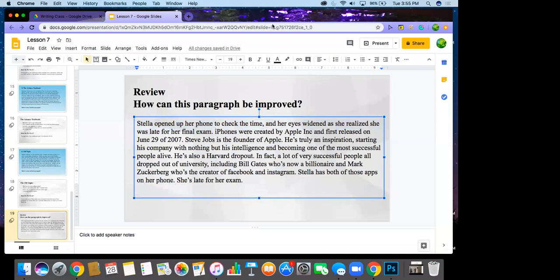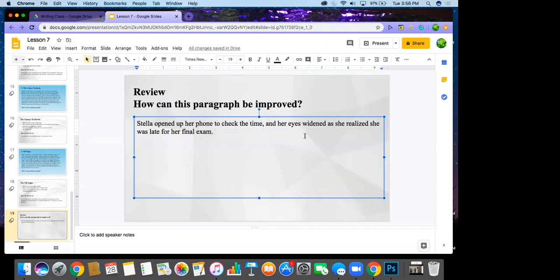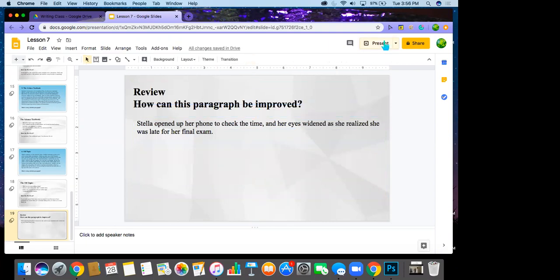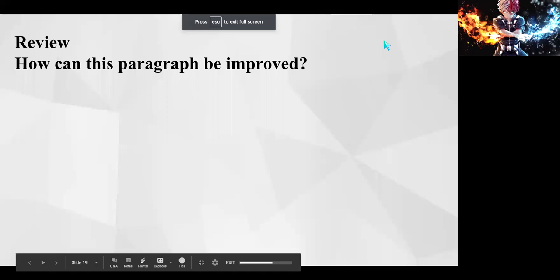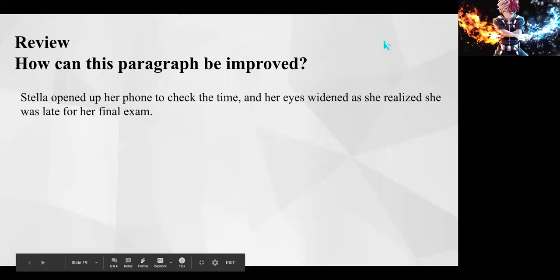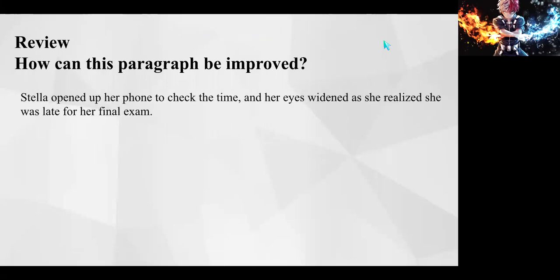Do we really need to know who created iPhones? Nope. Do we really need to know about Steve Jobs' life story? No. You basically take out everything about Steve Jobs. And yeah, we don't need to know about Mark Zuckerberg or Instagram. Yeah, and she already said it right here, so we don't even need that. There, we're done. This is the improved version. We are done. So the whole entire improved version is just literally one sentence.